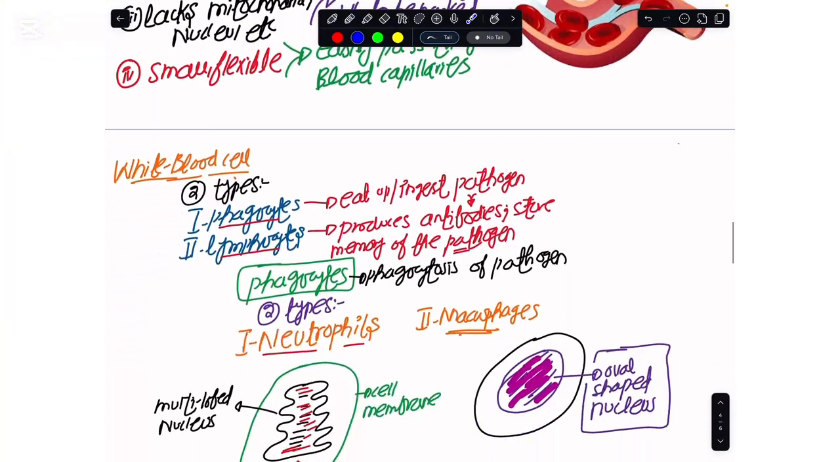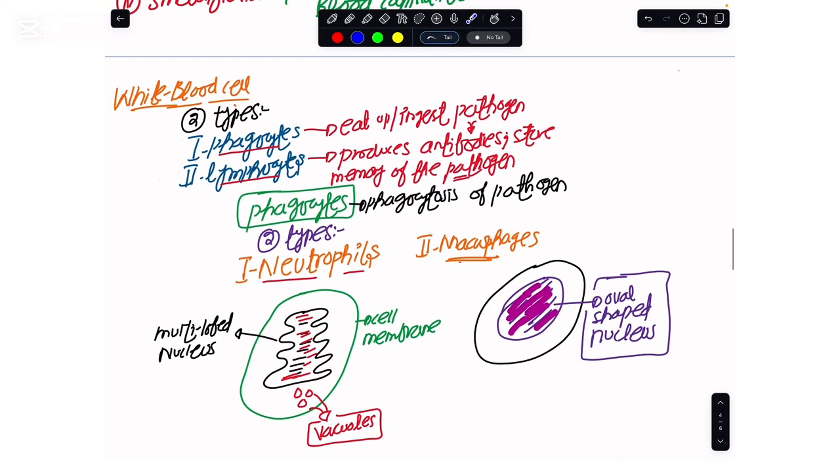Now, moving further, here we will look into the detail of what the types of white blood cell, the phagocyte and the lymphocyte, are doing. For the phagocyte, what you have to understand is that they literally eat up, or ingest, the pathogens. And the lymphocytes produce antibodies and also produce memory cells that remember the pathogen. Now we were done with the diagram.